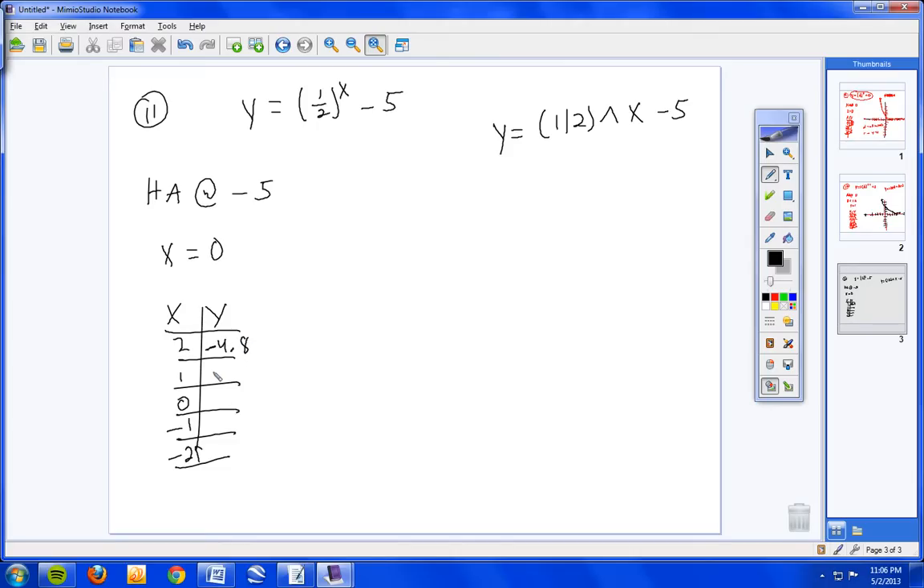1 will be a negative 4.5. 0 would be negative 4. Negative 1 is negative 3, and negative 2 is negative 1. So there we go.